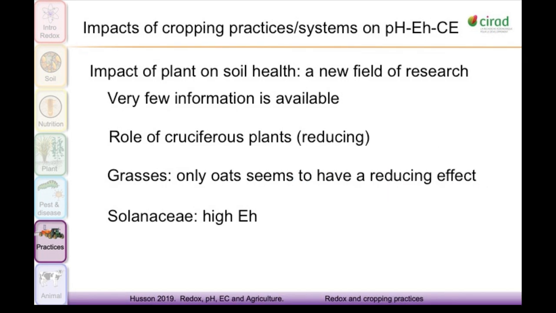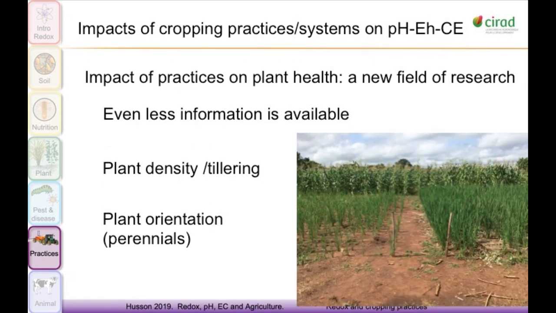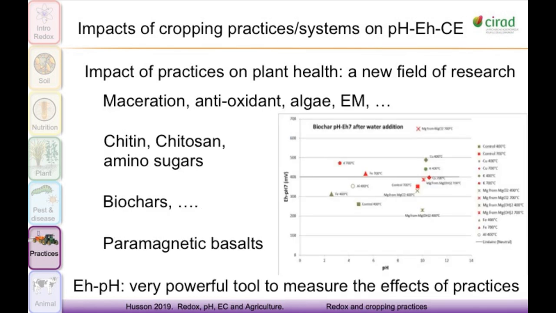John explained how oats has a reducing effect, but it's the only grass doing this. The solanaceae is very high, but everything has to be done on this. The population density: if it's very densely populated, each plant has less light, so you can raise the redox and then create disease. The plant orientation for the perennials: if the sun is going this way and you have your trees like this, there will be light on both sides during the day. If it's like this, only this side will have light, and on the other side you will have disease. It's a big, big difference in the leaf in the sun and not in the sun.